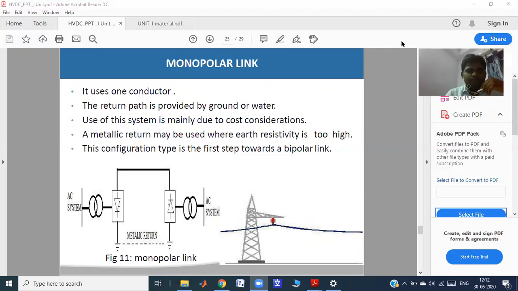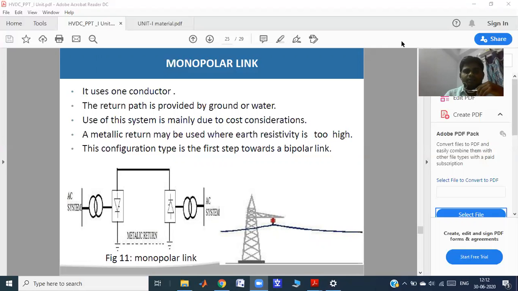If you look at this picture, the monopolar link utilizes only a single conductor. That may be used as negative or positive. In most cases it will be taken as negative, and ground will be taken as the return path. In a monopolar link, that is the main important point: ground acts as the return path. The return path is provided by either ground or water.